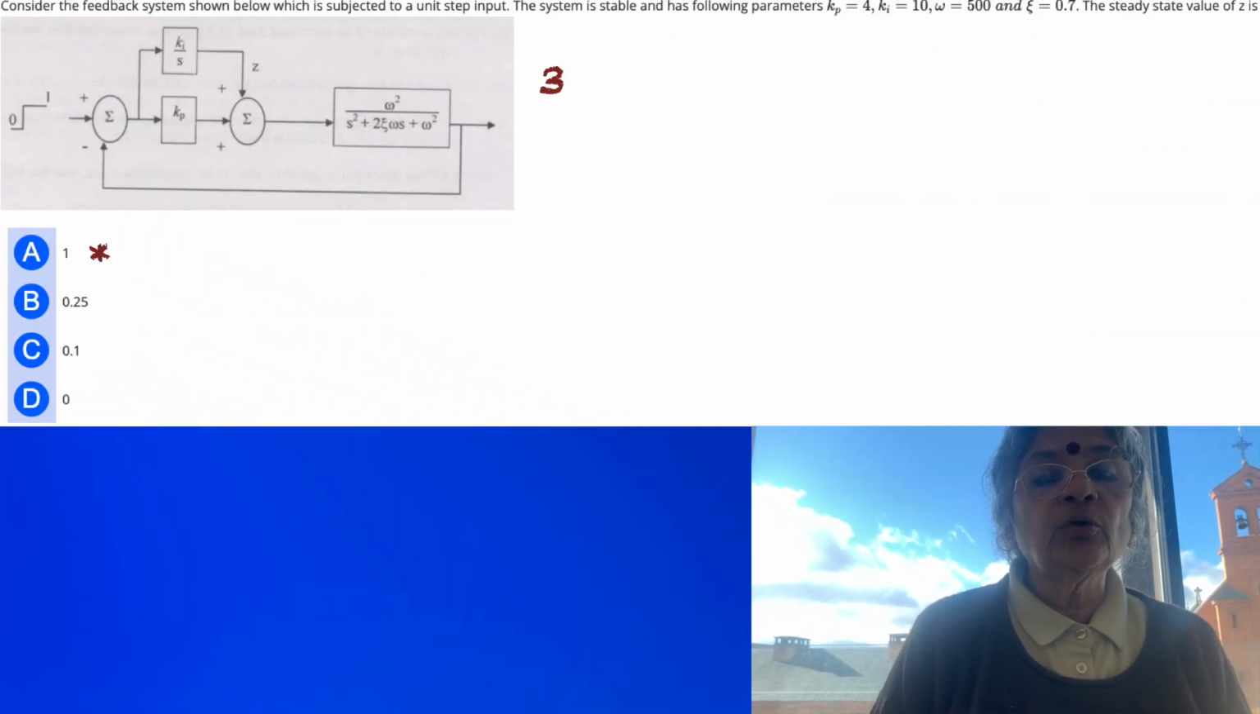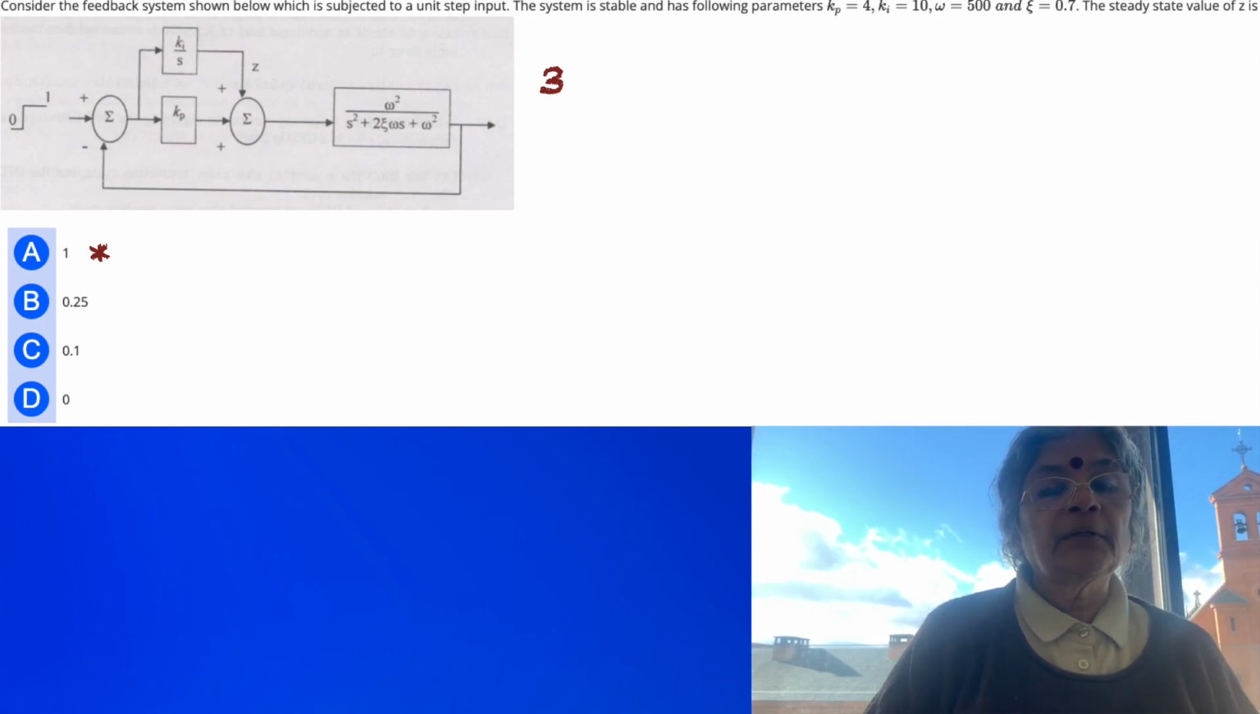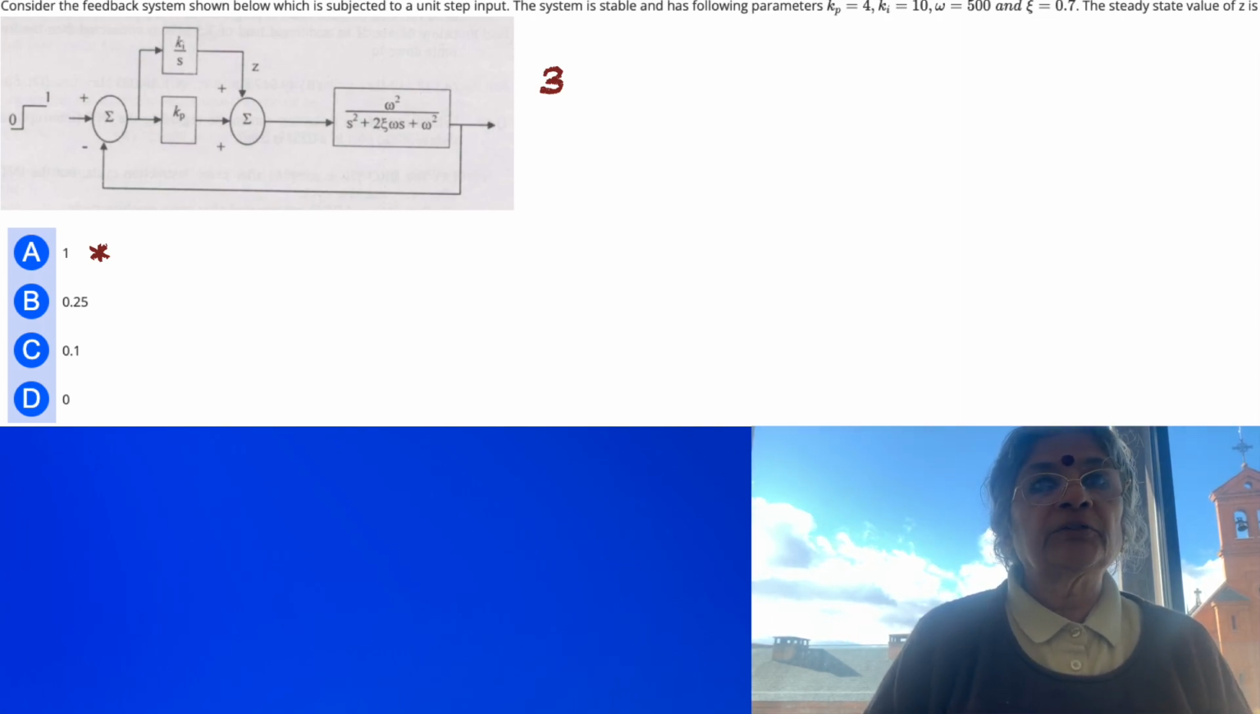Moving on to the third problem, wherein we are shown omega square divided by s square plus 2 eta omega s plus omega square, getting a controller. It's a proportional cum integral controller, and the proportional cum integral controller will always see to it that, especially the integral controller will always see to it that there is no error, or the input is passed on to the output.